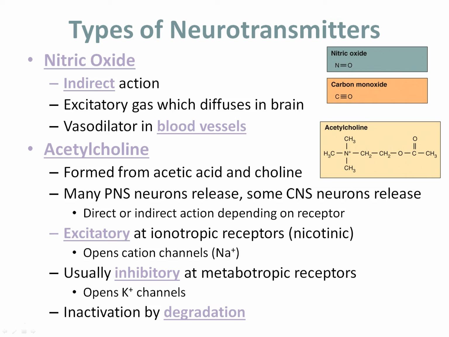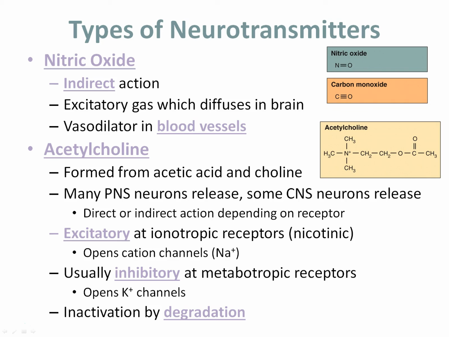Acetylcholine is a neurotransmitter we've seen before, and it's formed from acetic acid and choline. Many of our peripheral nervous system neurons release acetylcholine, and some central nervous system neurons release acetylcholine. Depending on the receptor on the postsynaptic cell, it may have a direct or indirect action.